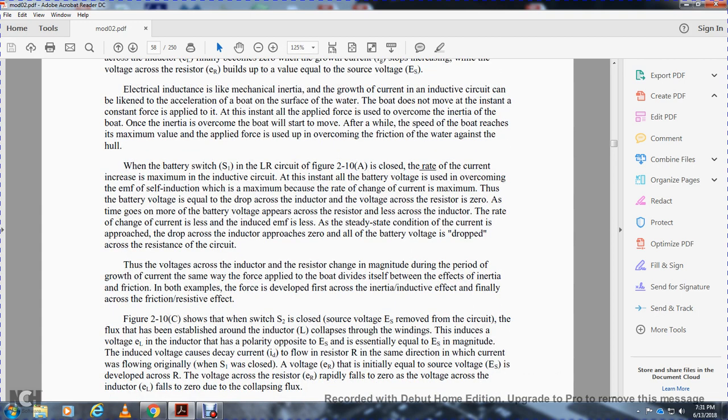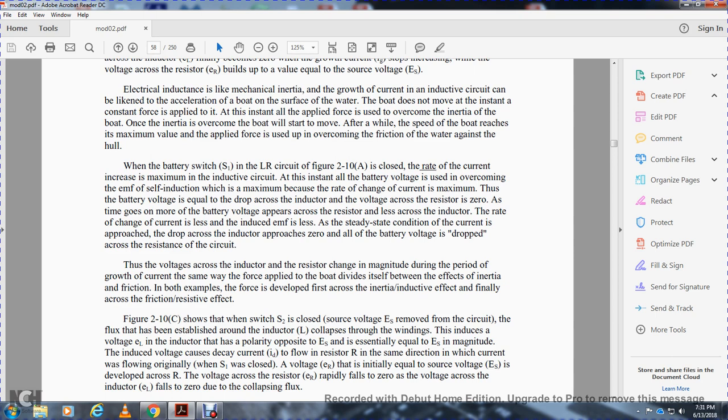When switch 1 is closed in the circuit of Figure 210A, the current will rise at the maximum rate, with the increase of the inductive coil. The battery voltage is used to overcome the EMF of self-induction, maximum because the rate of change of the current is maximum. Thus, the battery voltage is equal to the drop across the inductor, but the voltage drop across the resistor is 0. So the battery voltage is equal to the drop across the inductor, and the voltage across the resistor is 0.